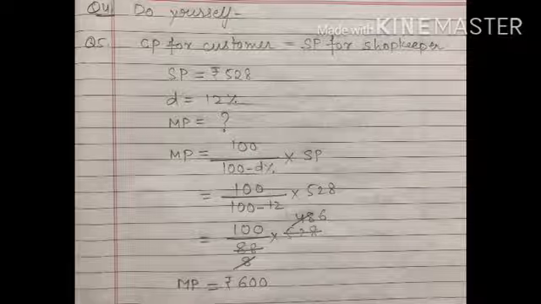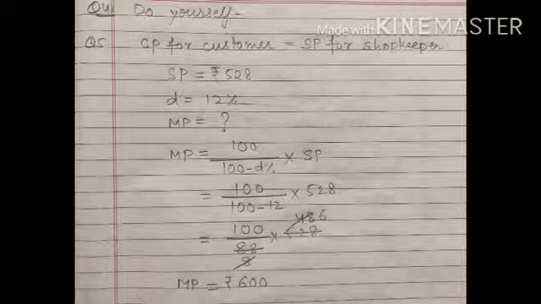We can use the formula again. Mark price is equal to 100 upon 100 minus discount percent multiplied by selling price. So it will be 100 upon 100 minus 12% multiplied by 528. We get 100 upon 88 multiplied by 528. 528 is divisible by 11 and 88 is also divisible by 11. When you cancel these two, you get 6. So 6 times 100 is equal to 600. So the mark price for the tea set is equal to rupees 600.